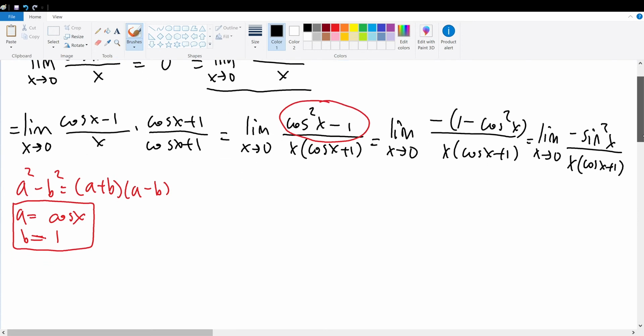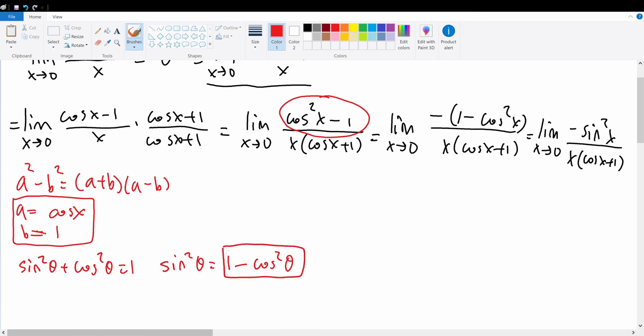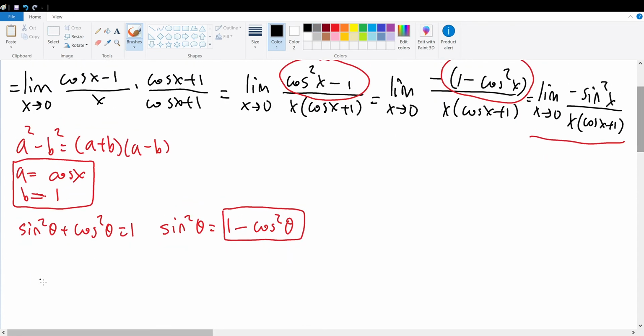And the reason why I can do this is because of the Pythagorean identity for trigonometry, which states that sin² θ + cos² θ is equal to 1. Therefore, sin² θ is equal to 1 − cos² θ. This form for sin² θ is present within our numerator for this term right here, hence deriving this limit as such.